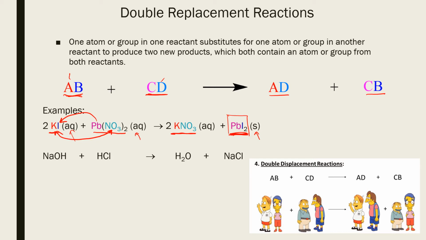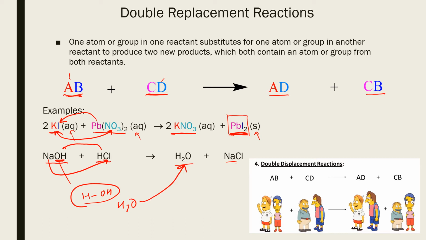Similarly, another example is when sodium hydroxide reacts with HCl to produce NaCl and water. Again, in this case, sodium switches partner and combines with chloride here, and hydrogen combines with OH, and OH and hydrogen, so that's HOH, which is water, and that's the product here.